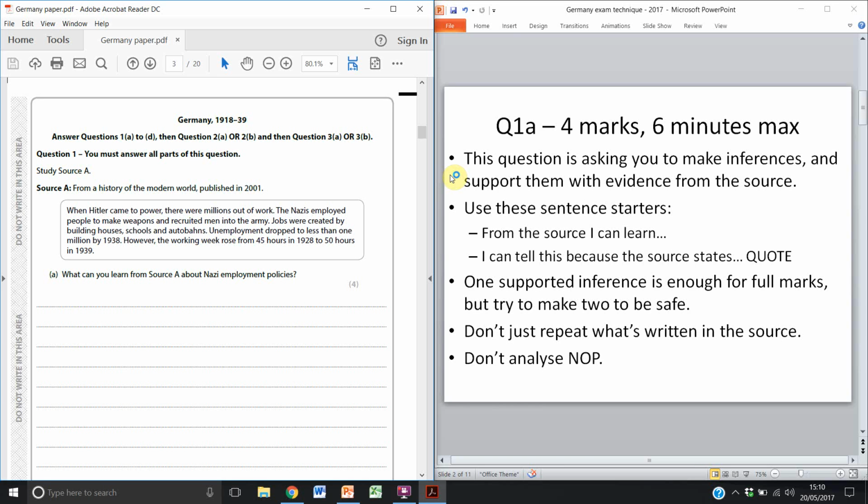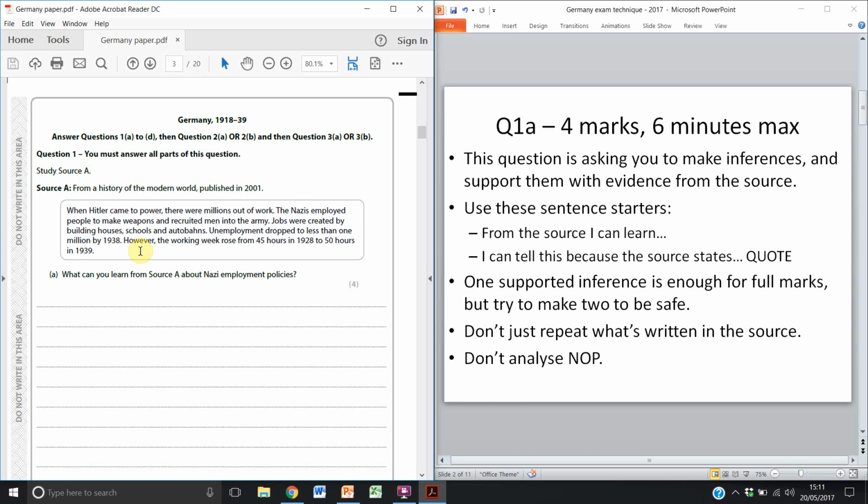All right, and we're all experts at making inferences. If you were to walk into a room and you saw somebody crying, straight away in your mind you would be making inferences about why they're crying. Maybe they've just received some bad news. Maybe they've just been fired from their job. Maybe their wife or their husband has just left them. Straight away you would make inferences. And that's exactly what you have to do with this. You have to look at this information here in source A, and you have to say, what can I learn from this about Nazi employment policies?